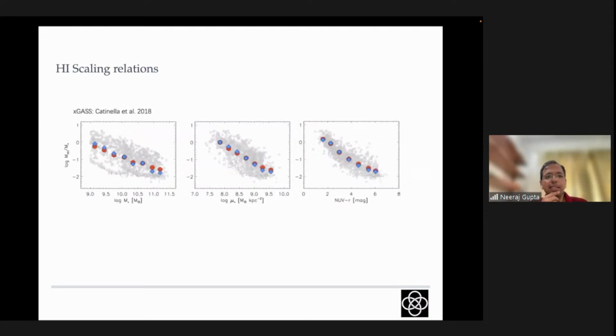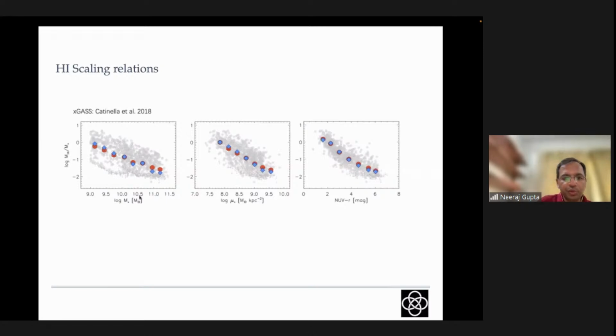And these are some of the fundamental scaling relations that have emerged out of HI 21 centimeter line observations of galaxies. Each of these gray points corresponds to a data point from the sample, and the colored points correspond to the average and the median in each bin. So what are we plotting in the first panel? It is HI mass by stellar mass, that is the gas fraction, and the x-axis is stellar mass. In the second one it is the stellar mass averaged over the area, that is the gas surface density, and in the third case it is the near-UV minus R magnitude of the galaxy. In each of these cases you find that there is a very nice anti-correlation.